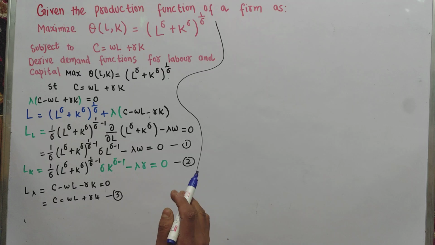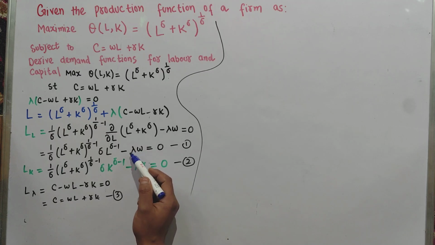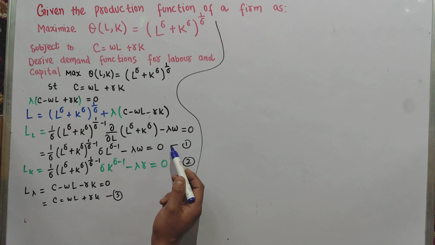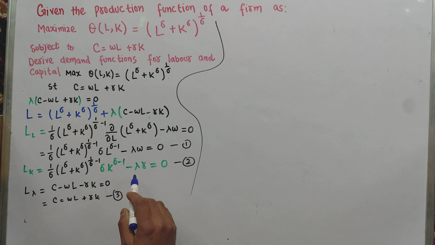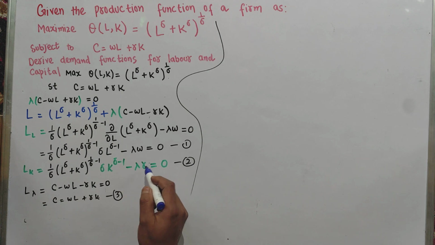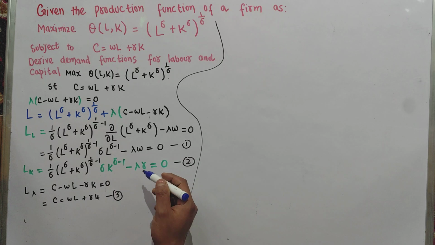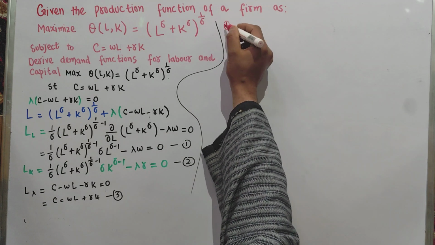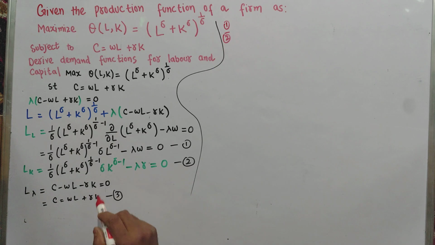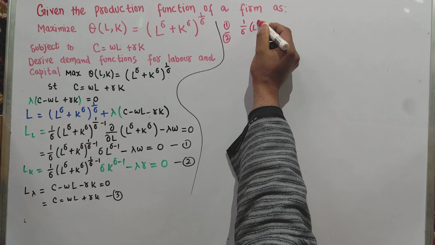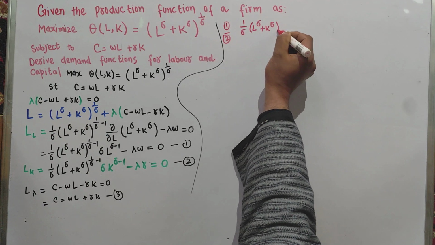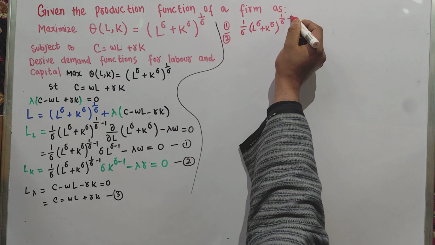Here we can do one thing also. If I transpose minus lambda W to the RHS, it will become plus lambda W, and also if I transpose lambda R to the RHS, it will become positive lambda R. So let's divide equation first by equation second. What is equation 1? That is 1 upon delta, then we have L raised power delta plus K raised power delta whole raised power 1 upon delta minus 1.